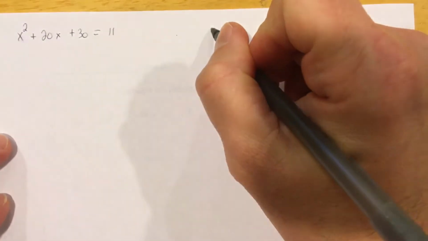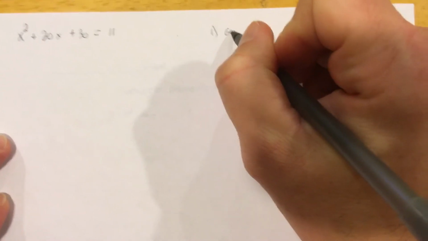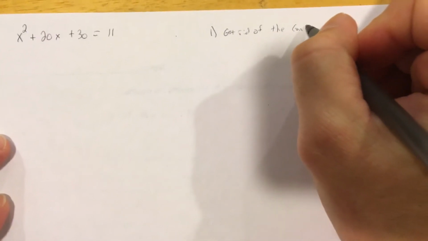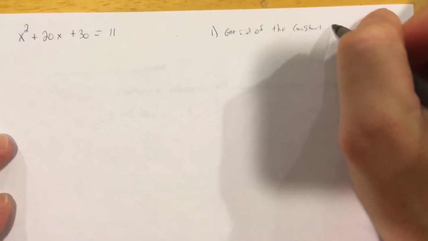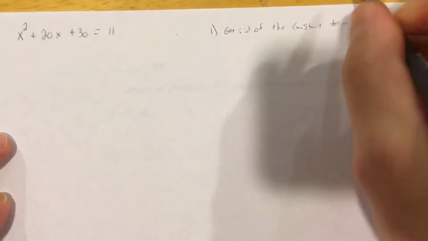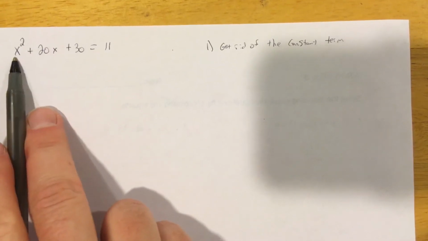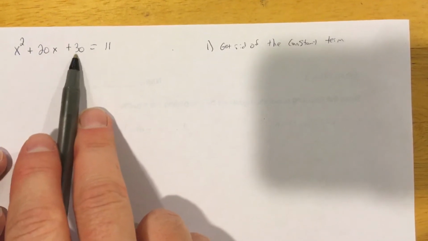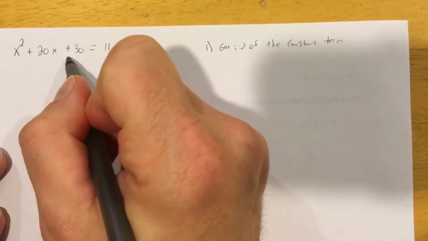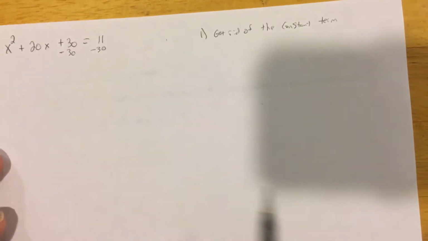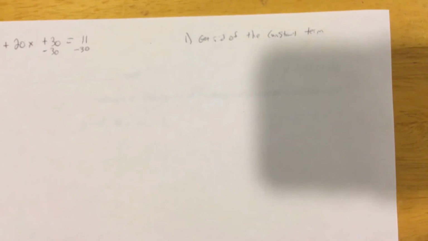So the first thing we want to do is get rid of the constant term. Now, don't be alarmed here. When I say the constant term, what I mean is the number that's by itself here. We want the x squared and the x to stay, but we want this to go away. That's a step we didn't do yesterday, but it's a very simple one.